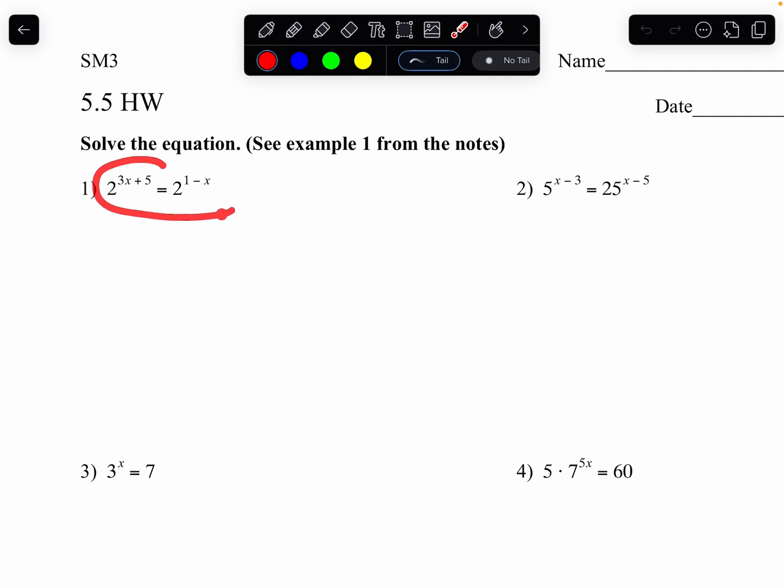This one is a way that we can manipulate this one right here. They both have the same base, and so in terms of making both sides equivalent to each other, since they have the same base, I can just focus on the exponents. So 3x plus 5 equal to 1 minus x. Since the bases are already the same, I just need to solve the exponents.